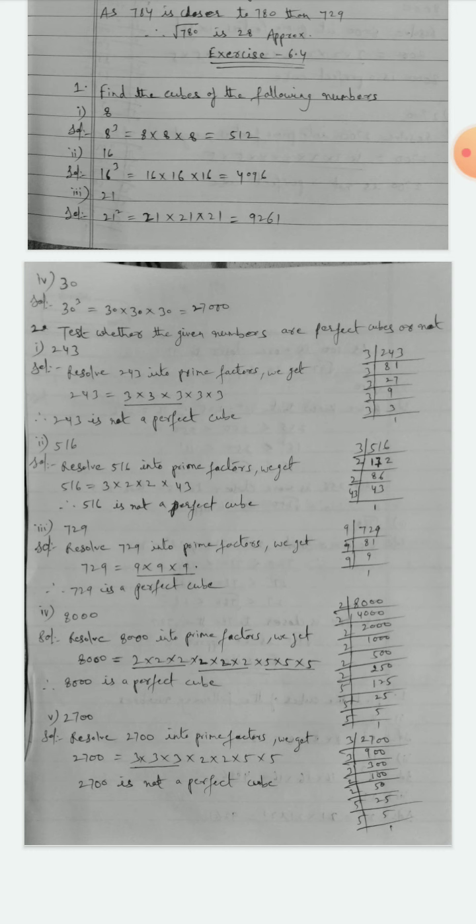Now fourth one, 8000. Resolve 8000 into prime factors. We get 8000 is equal to 2 into 2 into 2, 2 into 2 into 2, 5 into 5 into 5. 8000 is a perfect cube. Now fifth, 2700. Resolve 2700 into prime factors. We get 2700 is equal to 3 into 3, 2 into 2, 5 into 5. So 2700 is not a perfect cube.